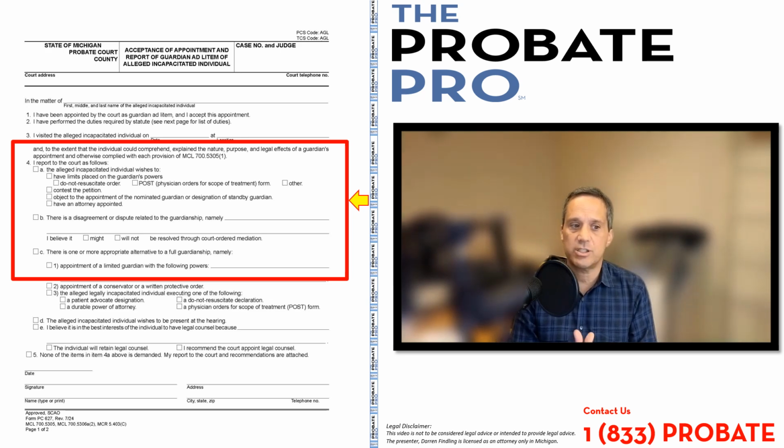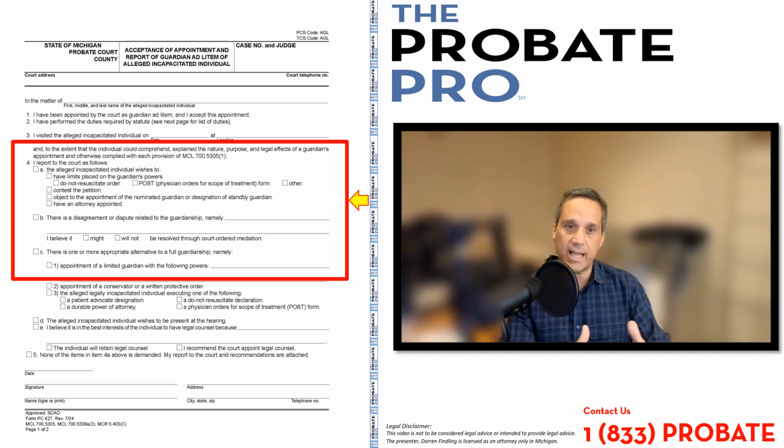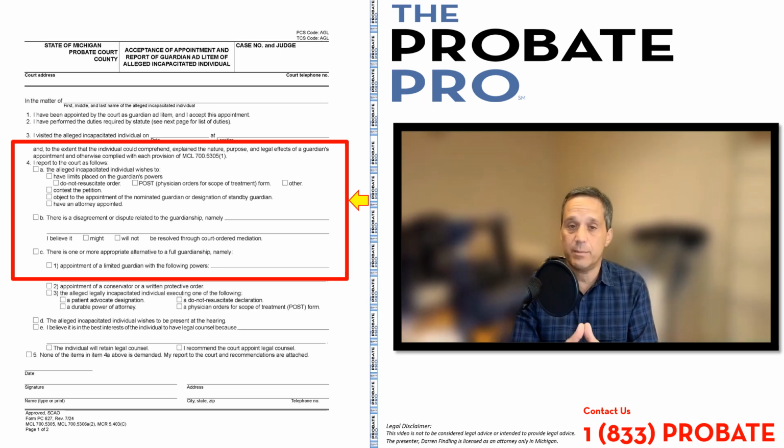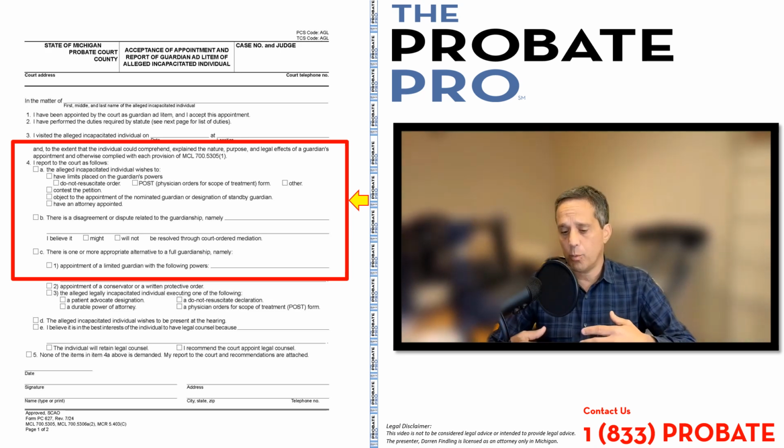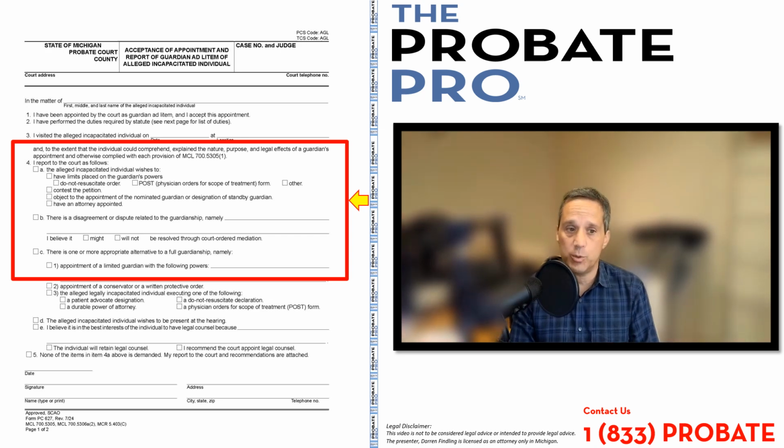Section B indicates there's a disagreement or dispute related to the guardianship, and there's a provision or a space there for this information to be shared, and that it may be resolved through court-ordered mediation. The idea being that if the court sends the parties to mediation, could mediation resolve the dispute about this guardianship? So, for example, if there's a guardianship and there's two people that are seeking to be served, and the person is asked about it, and there's a dispute, and the guardian ad litem believes that maybe court-ordered mediation with a professional mediator could resolve the dispute between the parties, then that box would be checked.